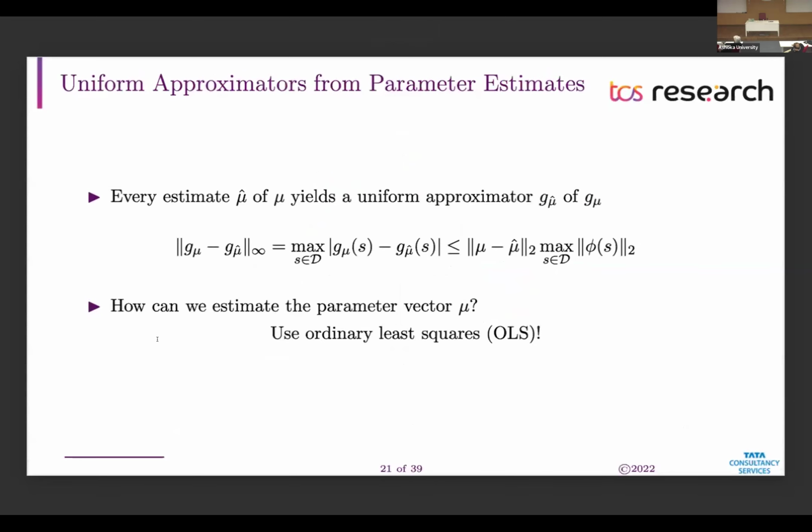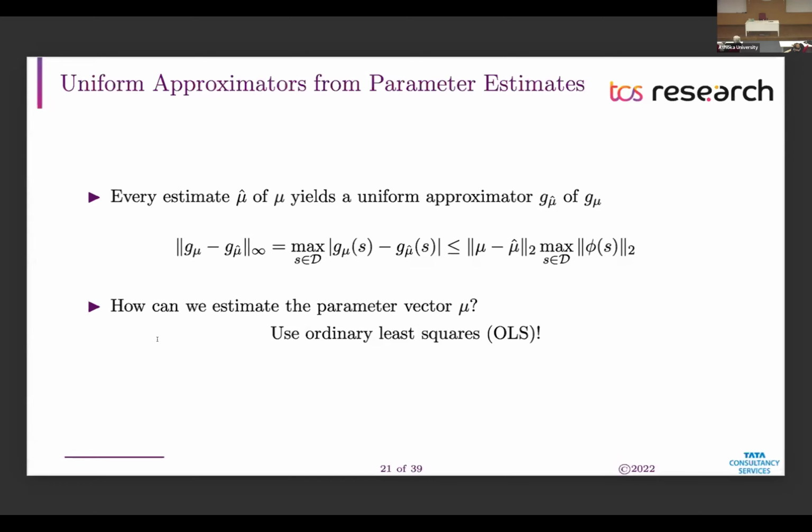Now, for this linear in parameter setting that I'm considering, we can easily see that every estimate mu hat of mu yields a uniform approximation. How? So this is the norm for the uniform approximation, right? The sup norm, which is just this. But this is just an inner product between mu minus mu hat and the feature vector at s, right? So you apply the Cauchy-Schwarz inequality, and you'll see that this is bounded above by this. This is the parameter error in the 2 norm, and this is the maximum. In typical applications, my set D is going to be bounded, actually compact in fact. So this will be some number.